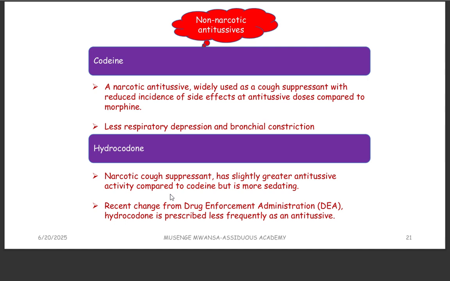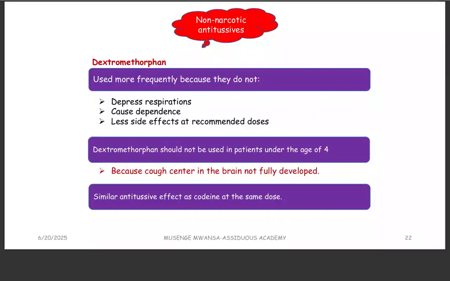Hydrocodone also can be used, but it is more sedating. It can depress the central nervous system. Okay. So with the recent change from the Drug Enforcement Administration, hydrocodone is prescribed less frequently as an antitussive. It's more sedating. Okay, so those were the narcotics.